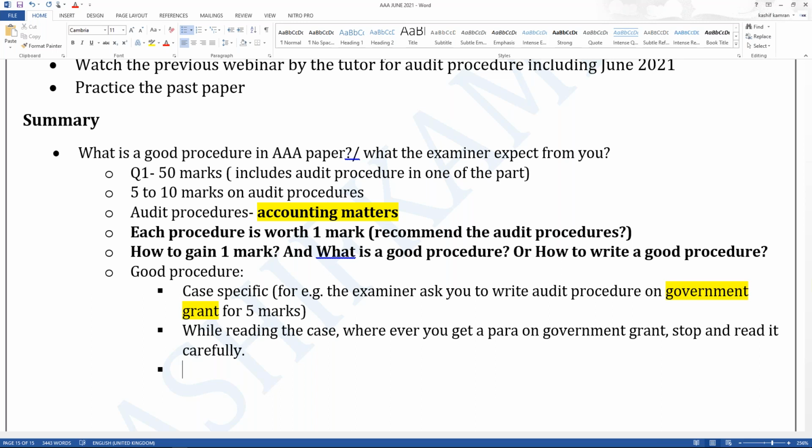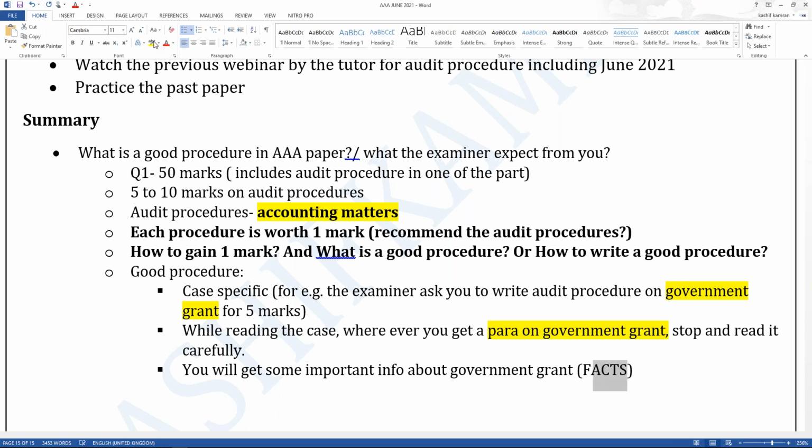Now, when you stop and read the paragraph on the government grant carefully, what will you get out of it? You will get some important information about the government grant, which I refer to as a tutor, as facts. So I use the short form facts. Is everyone clear to bullet number 3?